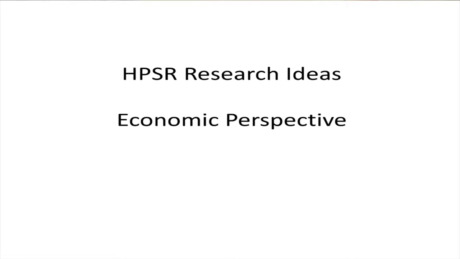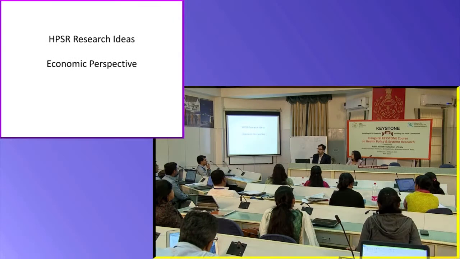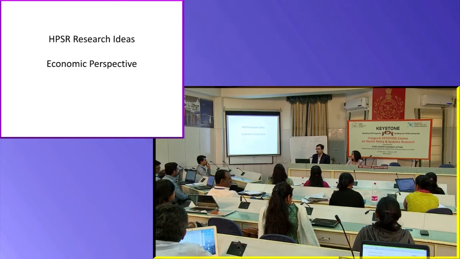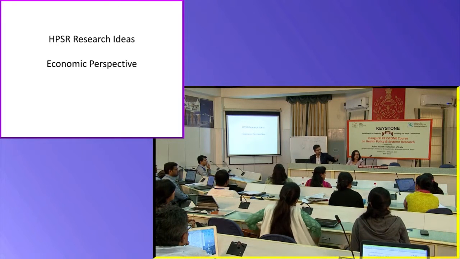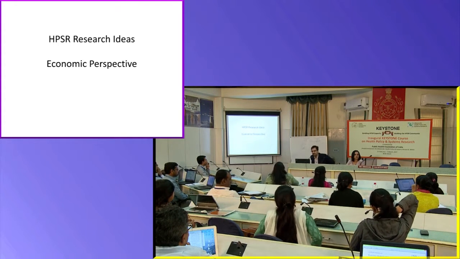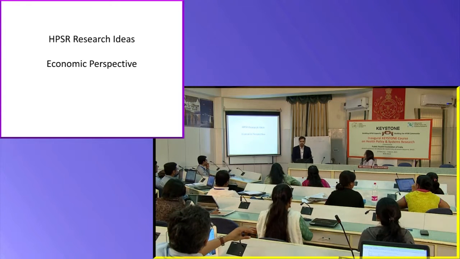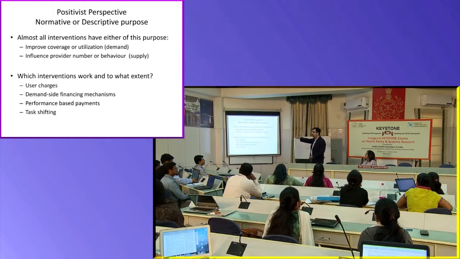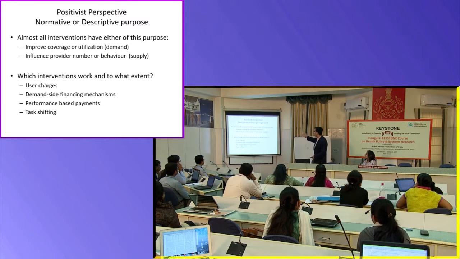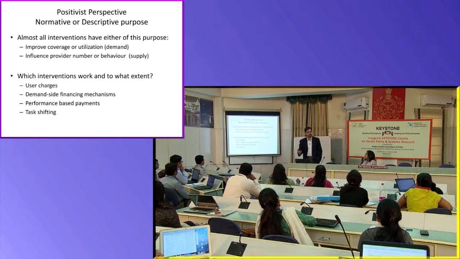Okay, and also discuss some of those things that we didn't get a chance to talk about yesterday, and that is primarily to touch on what you said, that what is the kind of research ideas that we can have where we apply this economic perspective to our HPSR. So examples are which interventions work and to what extent. For example, user charges, demand side financing mechanisms. You have voucher schemes being tried everywhere. Okay? Gujarat started off this trend. Well, what do you understand by demand side financing mechanism?